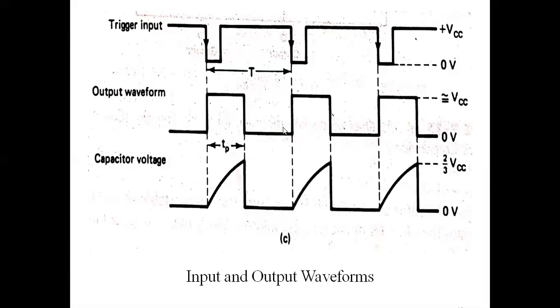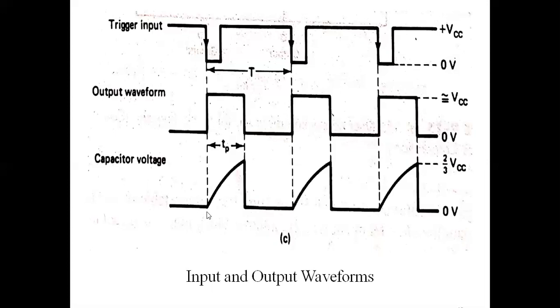And this is how it works as a monostable multivibrator. So this is the trigger input, and when the trigger is applied, the output becomes high and it will remain high for a time period Tp, which is equal to 1.1 times Ra times C, and it will remain low until the negative triggering pulse is once again applied to this input.